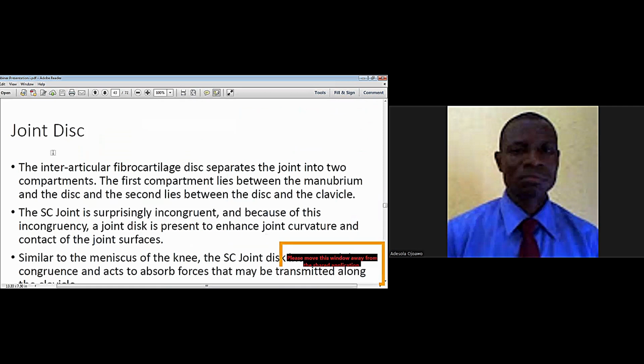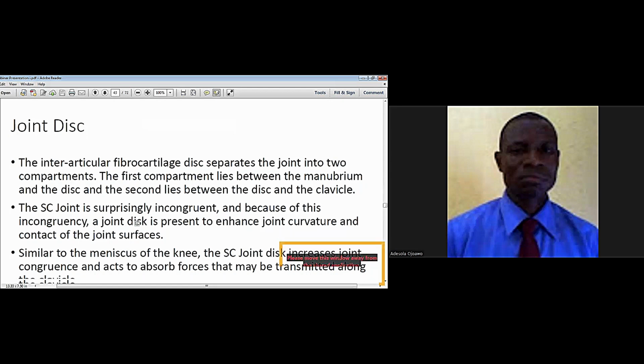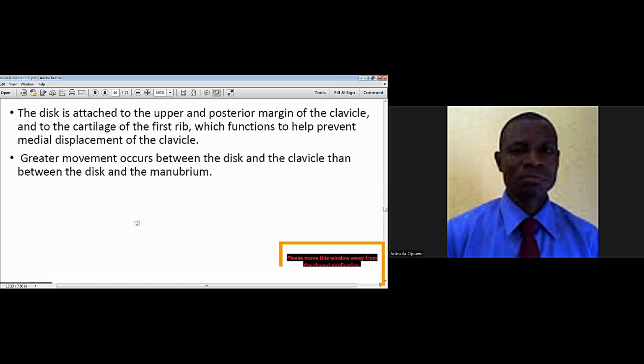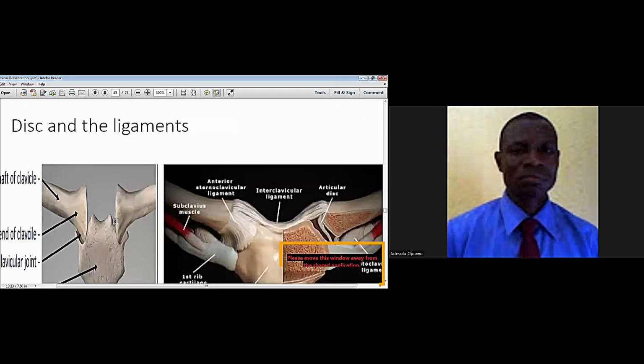It is like having menisci, or a meniscus, in the joint. The joint disc cushions the clavicle and the sternum, which prevents osteoarthritis. The joint is surprisingly incongruent, and because of this incongruency, a joint disc is present. What we are trying to say here is that I think I have a picture here. Yes, you can see this.